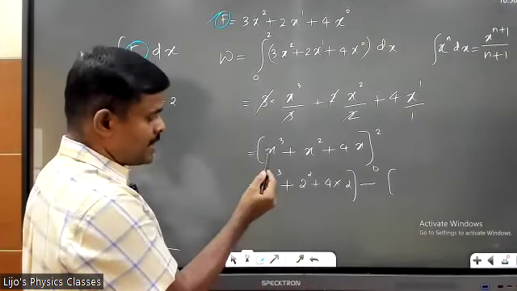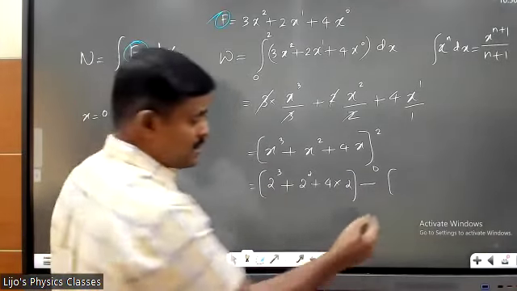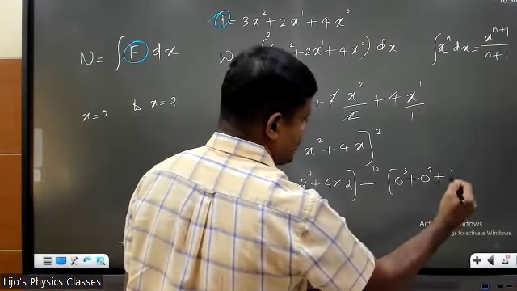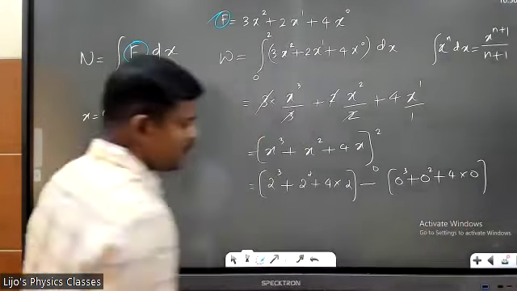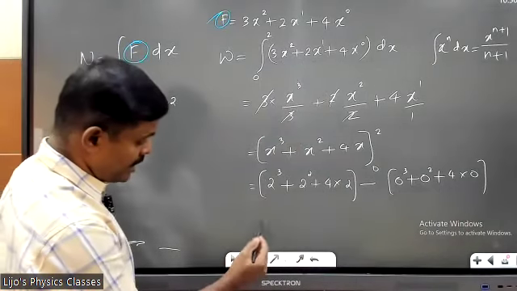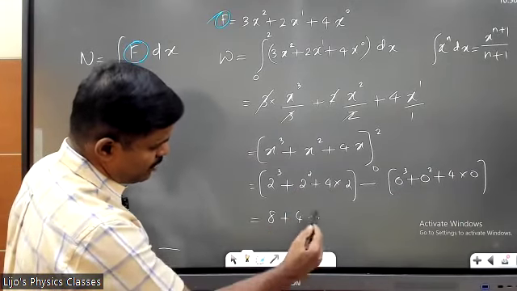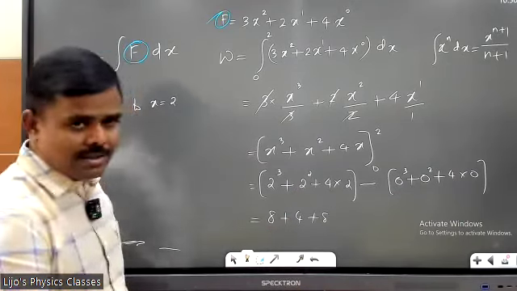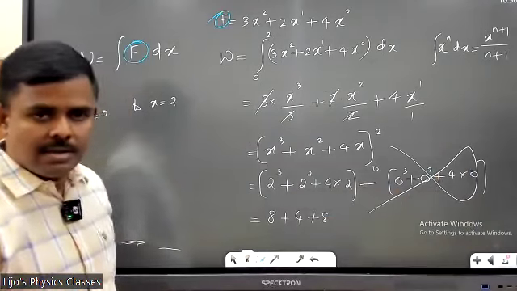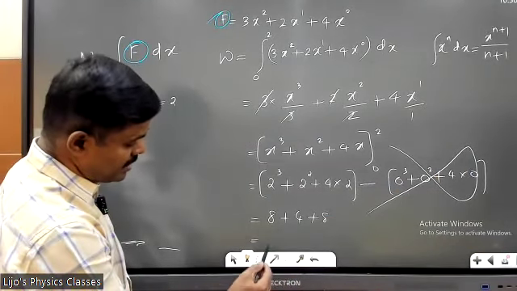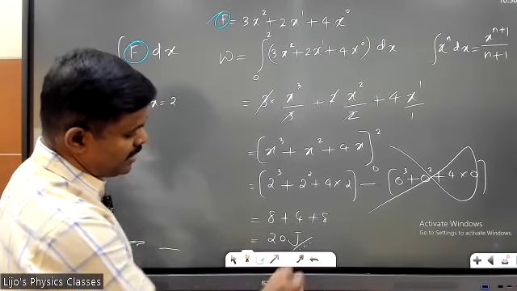Okay. In place of x, you put 0, right? 0 cube plus 0 square plus 4 into 0. Got it? So what will you get now finally? 2 cube is 8 plus 2 square is 4 plus 4 into 2 is 8. This is all 0, right? That's all 0. So finally you get 8 plus 4, 12. 12 plus 8 is 20 joules will be the final answer.